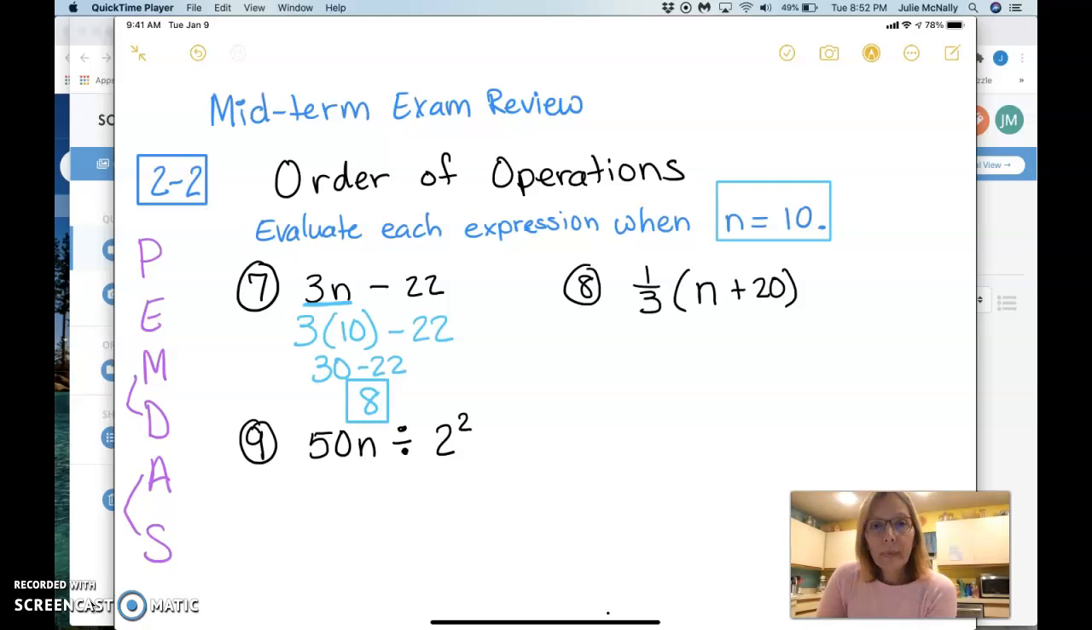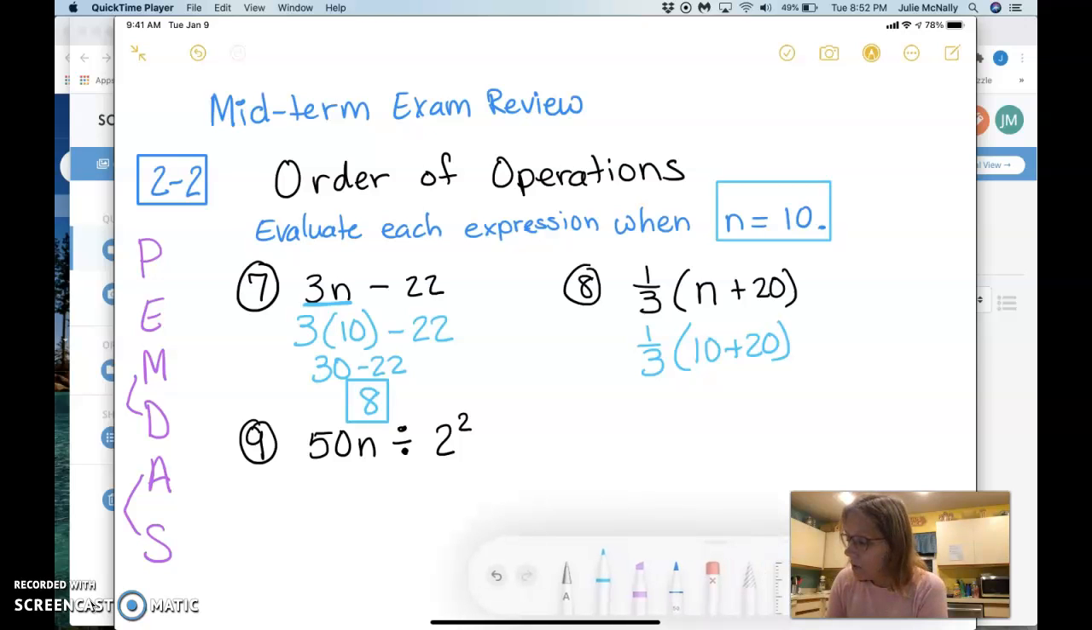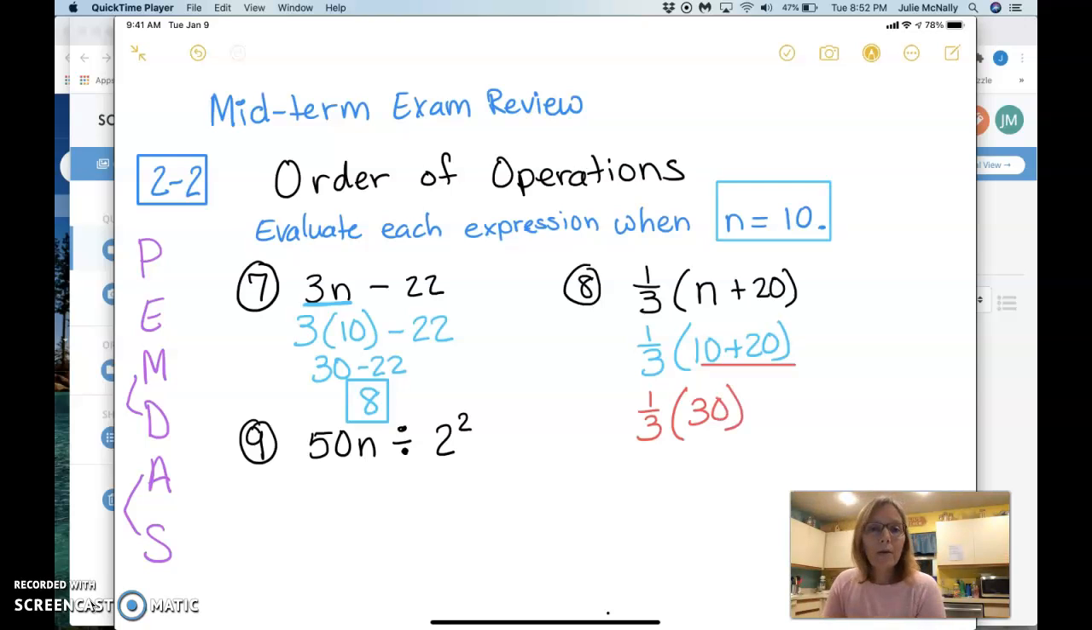All right, the next problem. Again, plug in 10 for n. Now, order of operations says that I have to do parentheses first. So I'm going to bring down the 1/3 because I'm not using it yet. And 10 plus 20 is 30. So now I have 1/3 times 30.